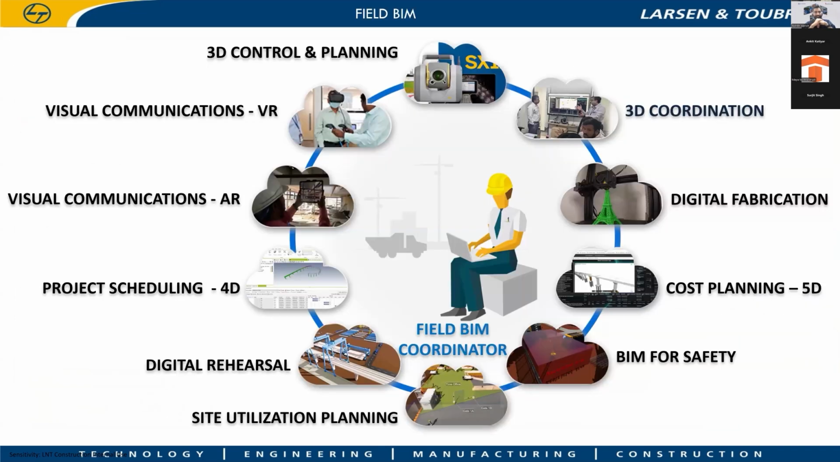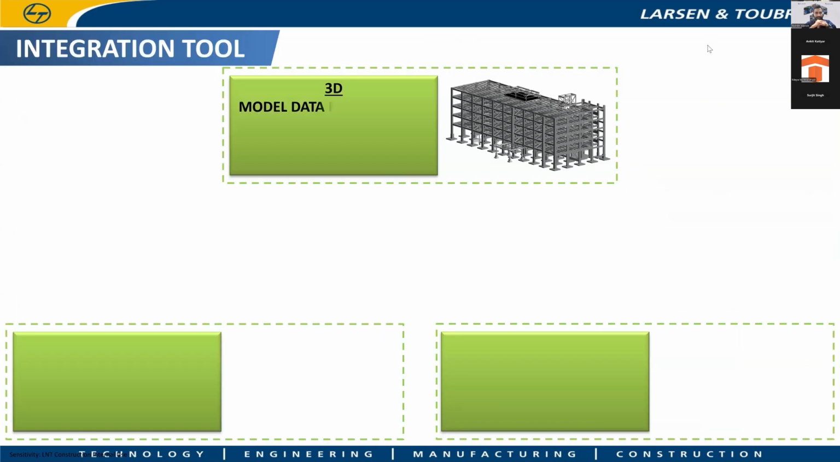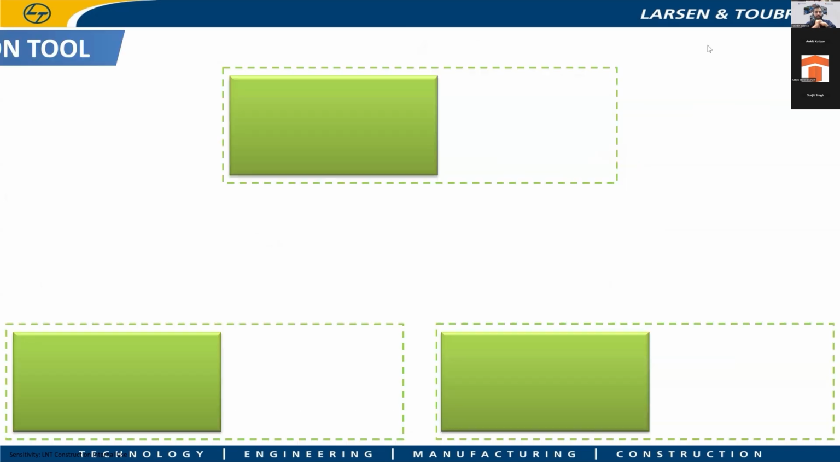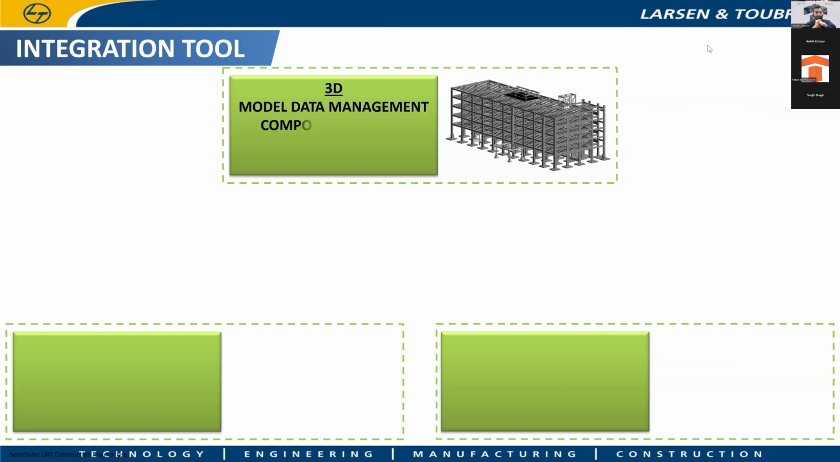Now I just want to pitch in detail about field BIM. So, starting with 3D coordination, digital visualization, 4D, 5D, BIM for safety, site utilization planning, digital rehearsal, project scheduling, visual communication, AR, VR, everything could happen at the site. So as L&T, we are creating a culture where we create a role of field BIM coordinator at site, who will be at site, and we deploy a BIM room or kiosk machine at site to enable BIM at the field. That helps to deploy BIM at the field.